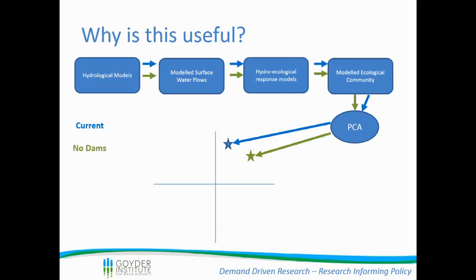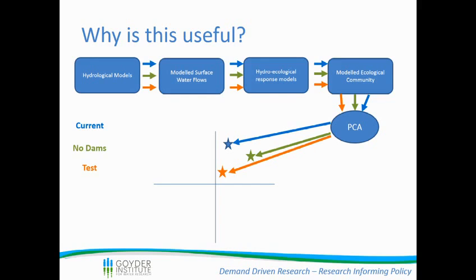Now, if you run it through using NODAMs data, so we have our hydrological model, we plug all the NODAMs information into it, that spits out daily flows for NODAMs, we run it through the hydroecological response models, we get our modelled ecological community, we run it through the principal component ordination, and it spits out another point. So that's that point. That represents that community in space.